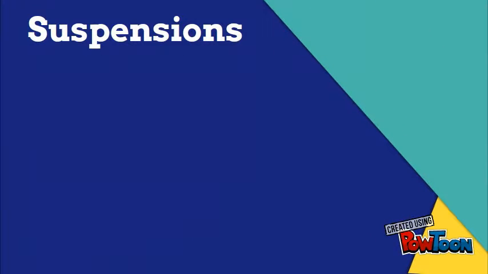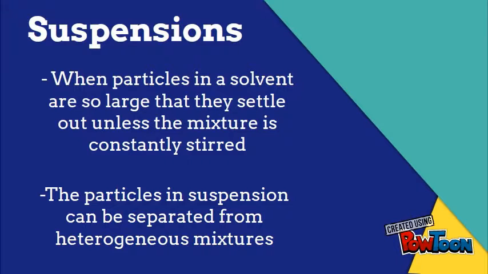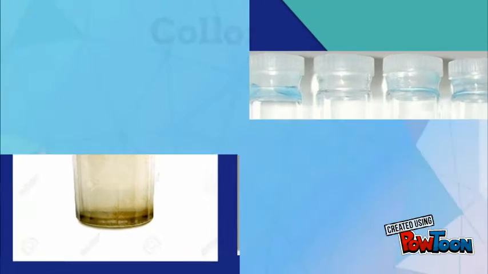Next, a suspension is when particles in the solvent are so large that they settle out. Unless the mixture is constantly stirred, mixed, or agitated, the particles of a suspension can be separated from a heterogeneous mixture. One example of this is a jar of muddy water. If the jar is left to sit, the soil will sink to the bottom of the mixture since it is denser. Separation can be done using filters to separate out the mixture.